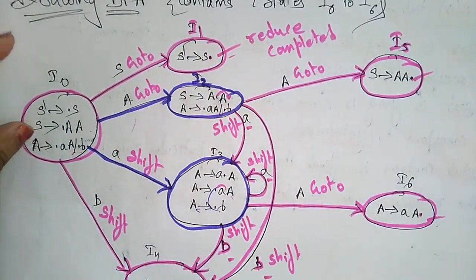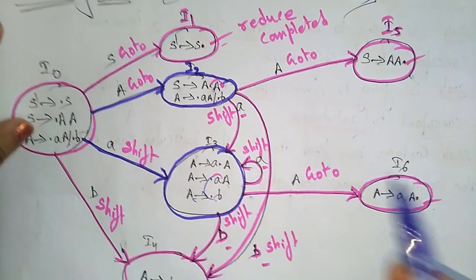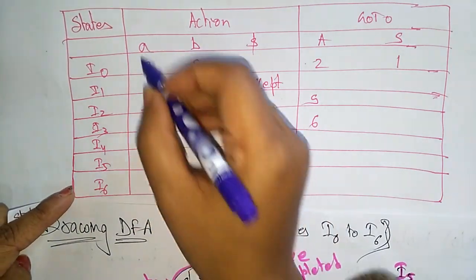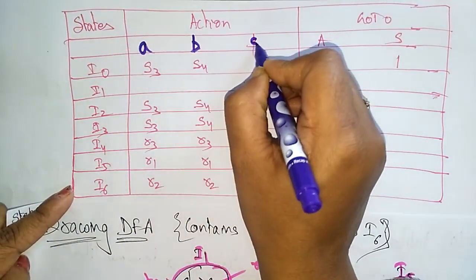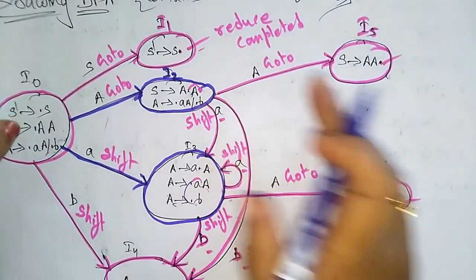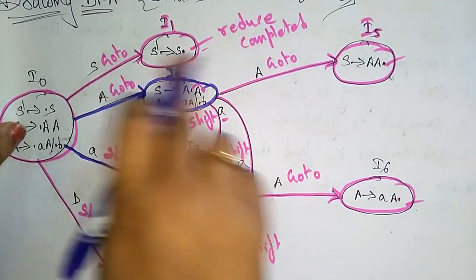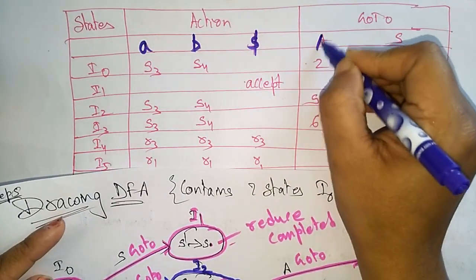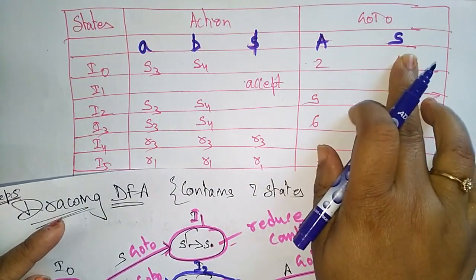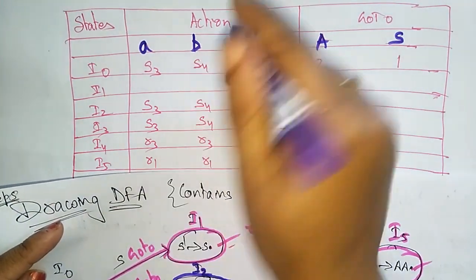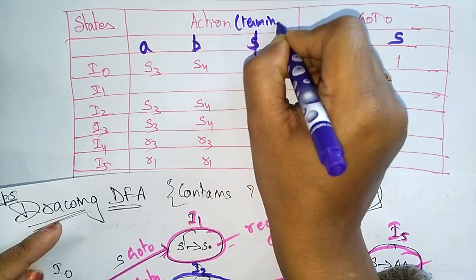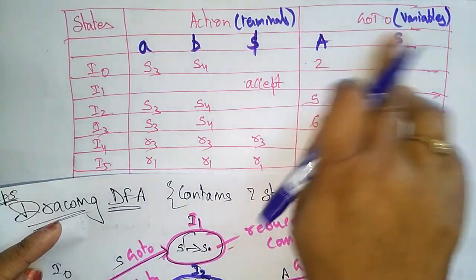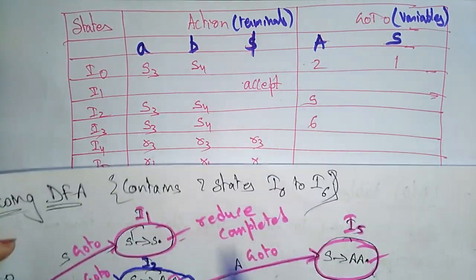And action, as I said, is nothing but shift. Shift contains only terminals. What are the terminals? a, b and dollar. Dollar is also a terminal. So in the action place, write only terminals: a, b, dollar. Then what about the goto? Goto entries are nothing but the variables, the non-terminals. What are the non-terminals? S, A. So just write A, S: the non-terminals in goto and the terminals in action.